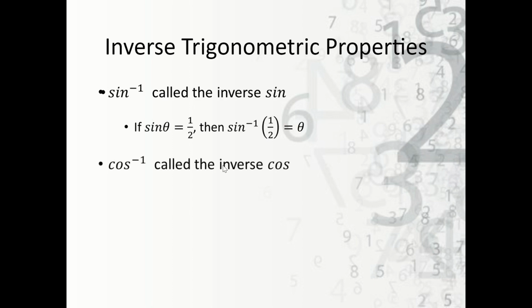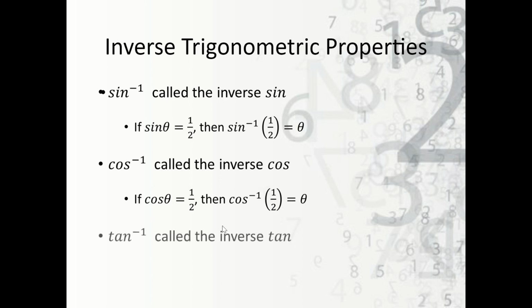Same thing with cosine. So we have inverse cosine. And if cosine theta equals 1/2, then inverse cosine of 1/2 equals theta. So again, change it to inverse and flip your theta and your ratio. And tangent's exactly the same thing. So we have inverse tangent. And again, if tangent theta equals 1/2, then inverse tangent of 1/2 equals theta.